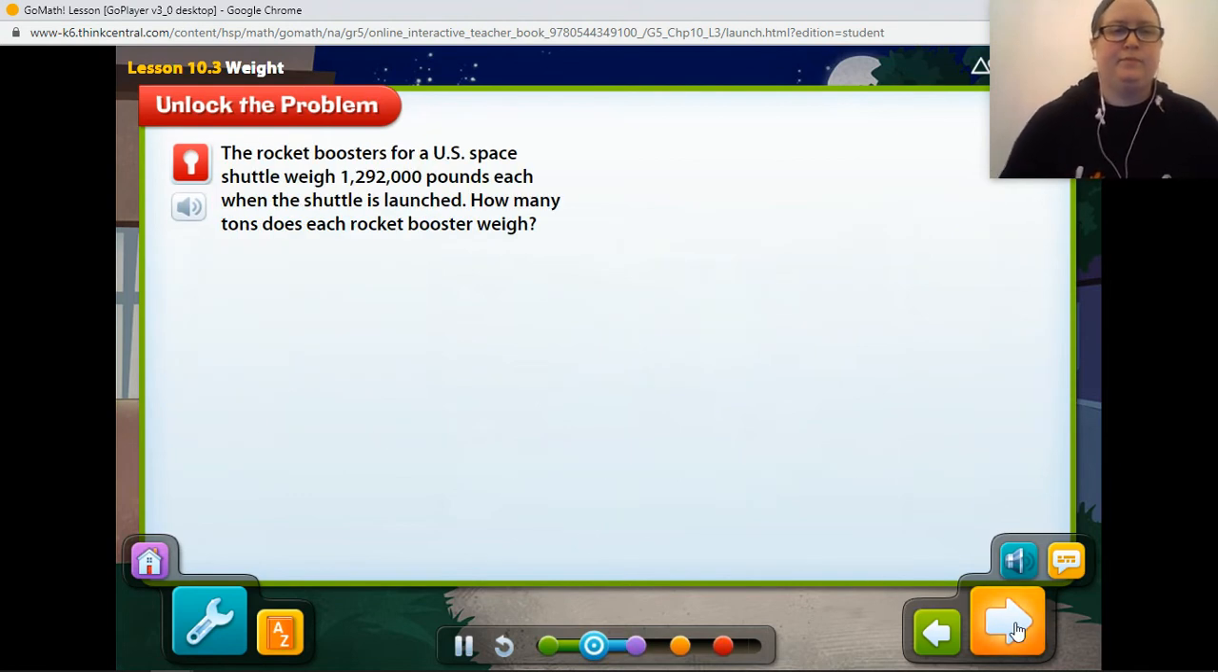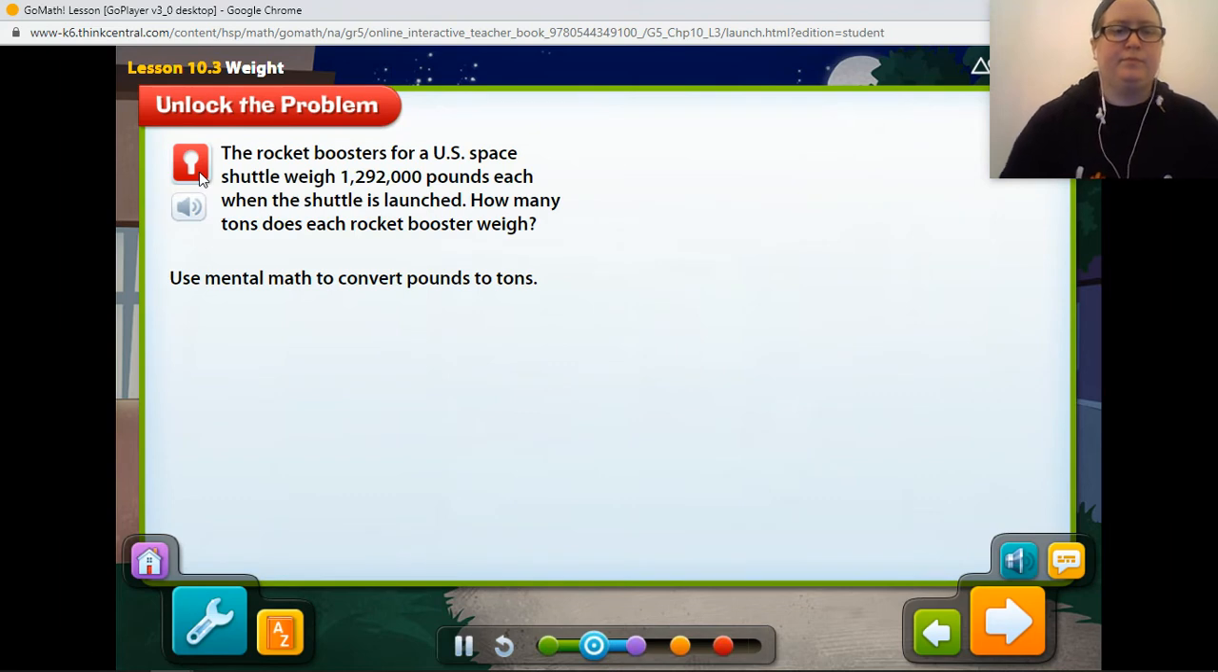Let's work on a problem that converts pounds to tons. The rocket boosters for a U.S. space shuttle weigh 1,292,000 pounds each when the shuttle is launched. How many tons does each rocket booster weigh?